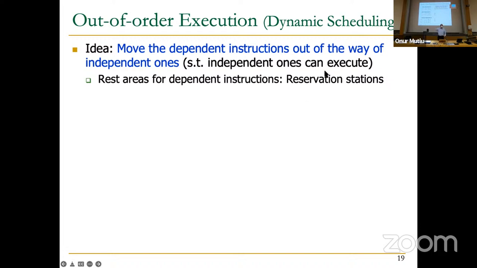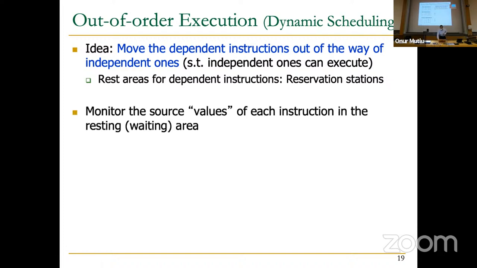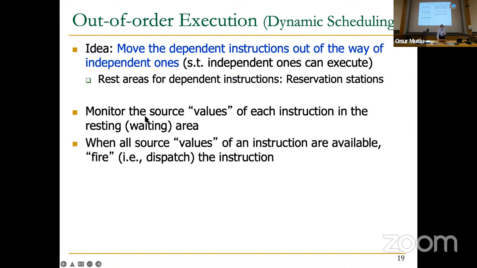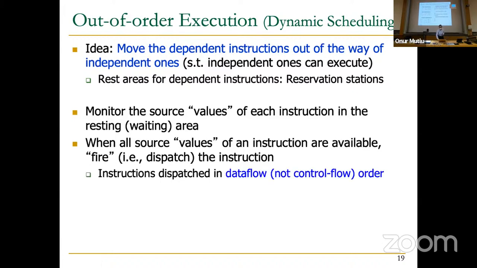We're going to store the instructions into reservation stations, and not just the dependent ones. We're going to be very methodical about it. We're going to put every instruction into what is called the reservation stations. And these instructions are going to wait for the values that they need. While they're waiting in that waiting area or resting area, they will monitor the source values that they need. When all of the source values of an instruction are available, some logic will fire or dispatch the instruction to its execution unit. And instructions are essentially dispatched in data flow order this way, right?